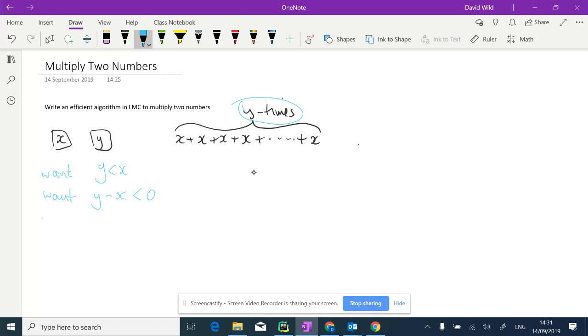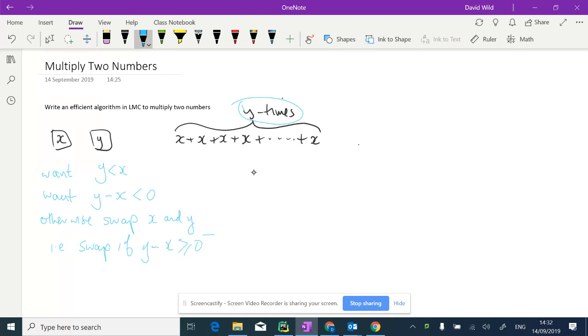Okay? Otherwise, we swap. So otherwise, we're going to swap x and y around. So x will become y and y will become x. So in other words, we swap if y minus x is greater than or equal to 0. Okay, so that's a key thing here. We're going to swap if y minus x is greater than or equal to 0.